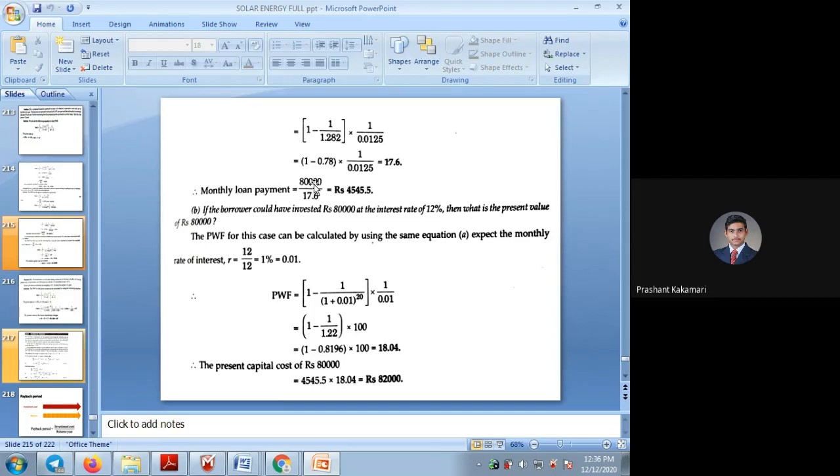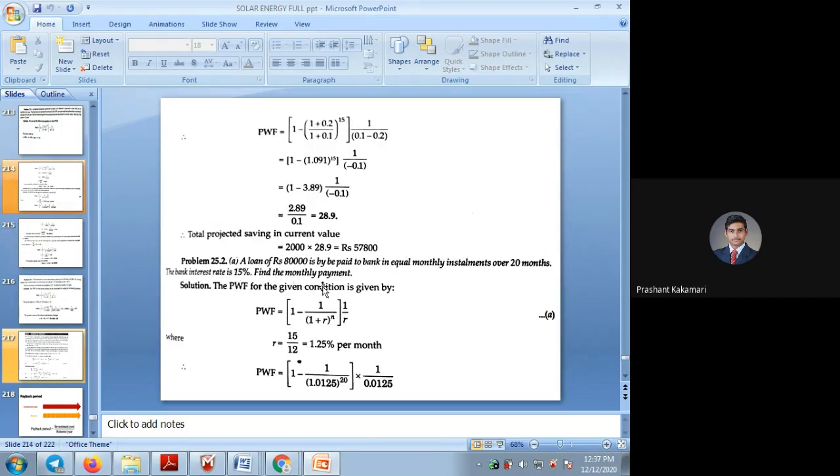The monthly loan payment will be 80,000, the total loan amount, divided by the present worth factor. So using that present worth factor, if I divide, the monthly loan payment will be 4,545.5. If this is less than the savings per month, then one can go for the application, or at least consider the payback period of the return on investment for some years. If this payment can be covered, then one can prefer investing in this plan with the loan.